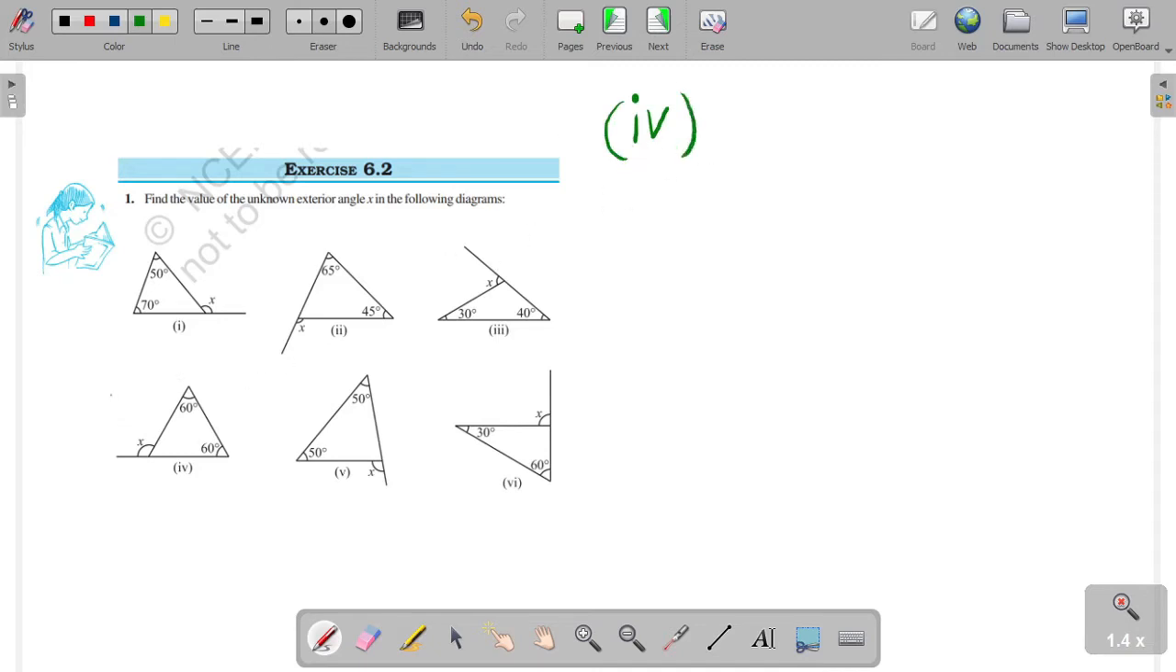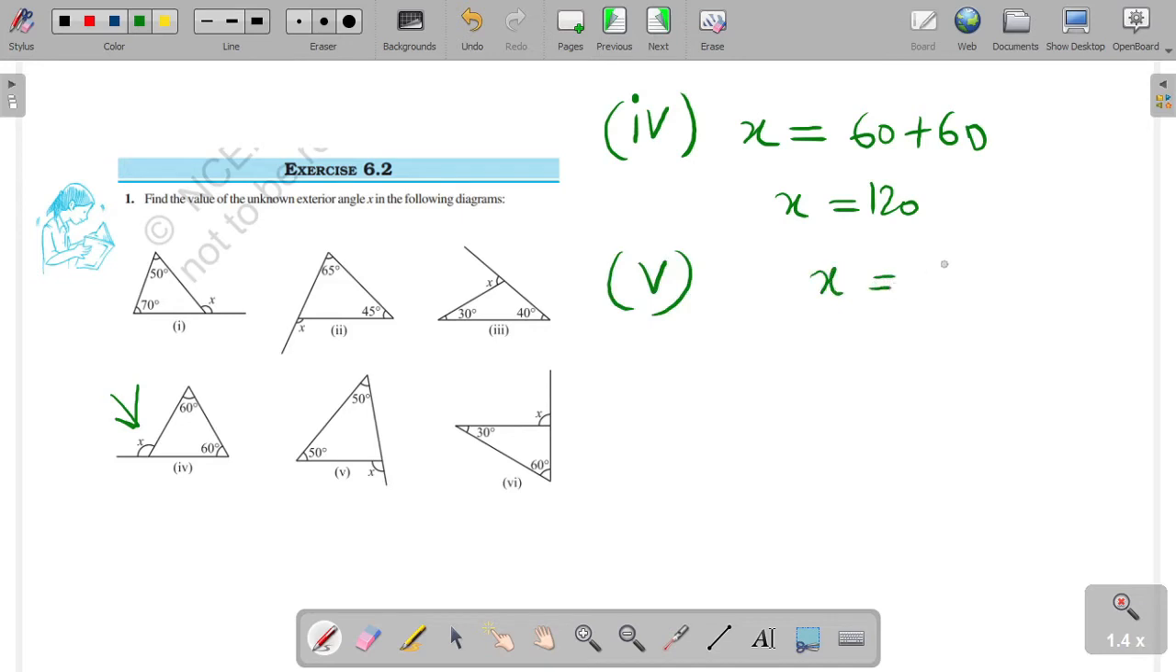Here you can see x is an exterior angle, so x is equal to 60 plus 60, or x is equal to 120. So this is about the fourth part. Then we move to the fifth part.